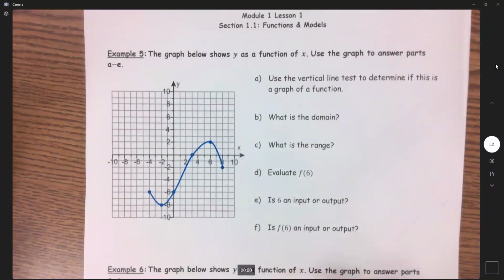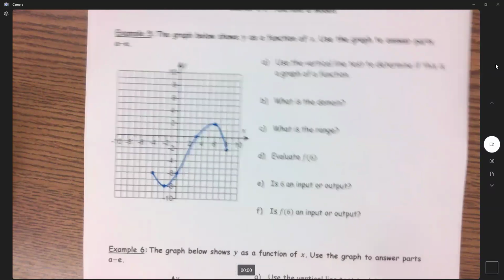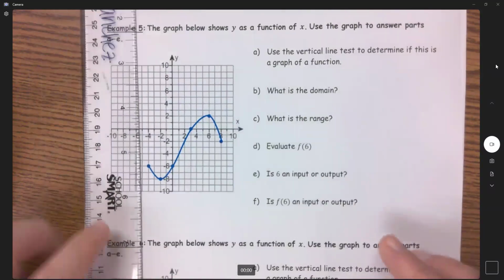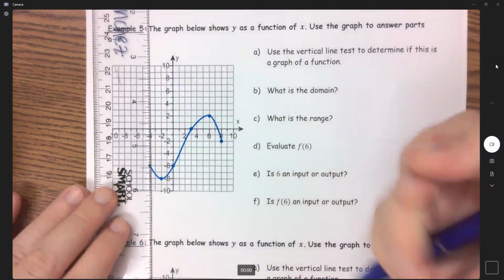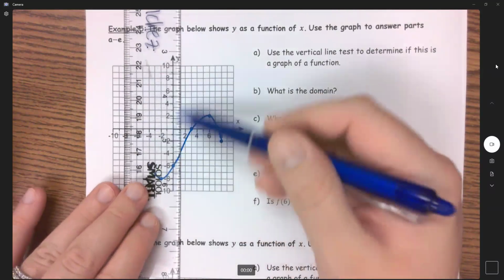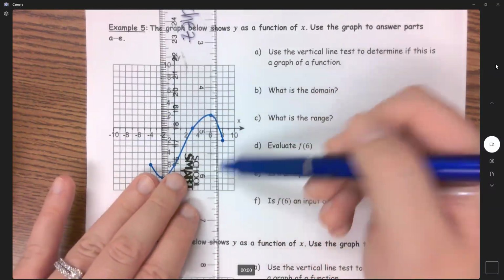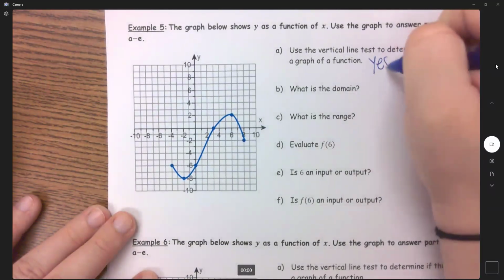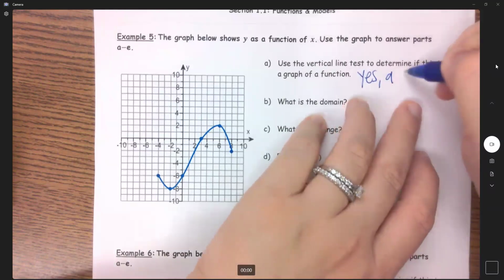So now for example 5, use the vertical line test. Nothing changes with that because any vertical line I put through here is only going to intersect this graph in one spot. So this is still yes, a function.